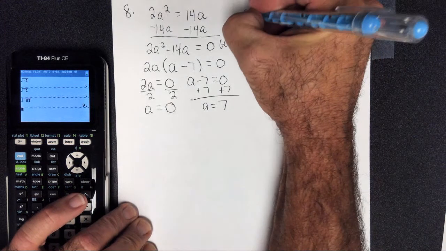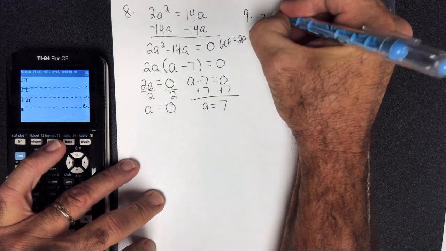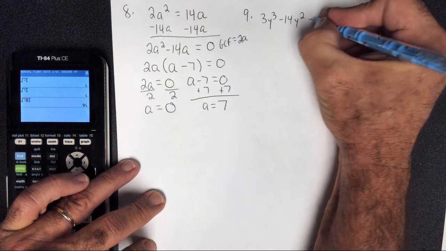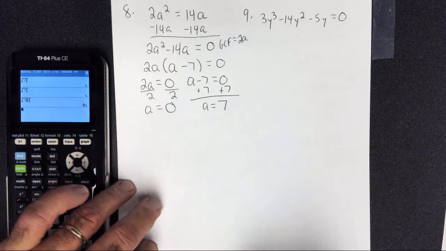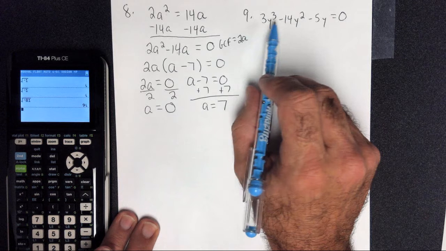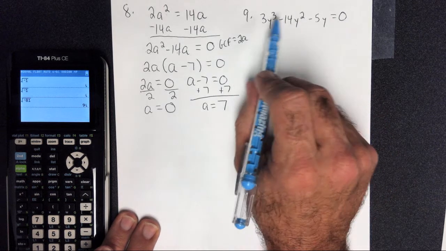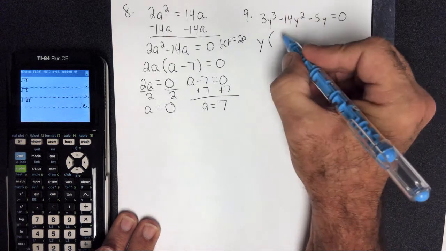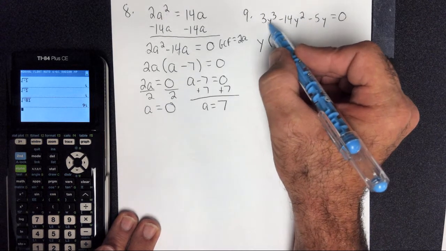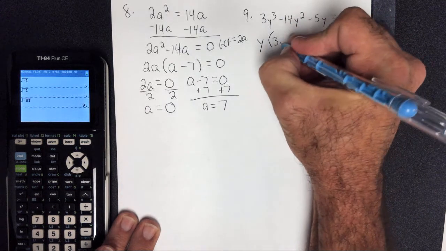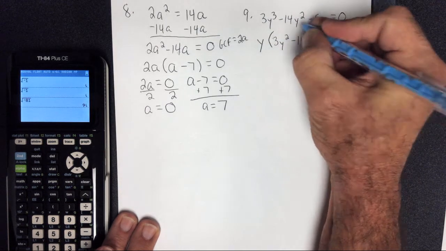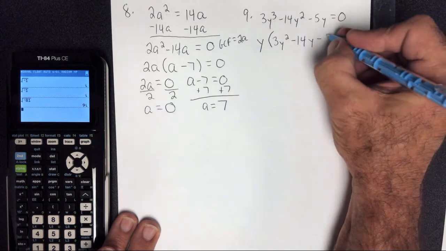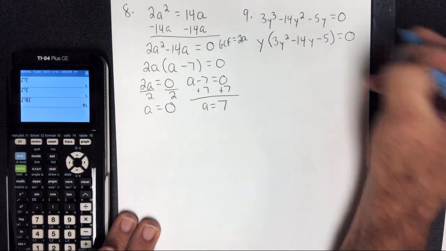Alright, let me see what I would do to 9. Ooh, 9's got a 3y to the third minus a 14y squared minus 5y, all equal to 0. So the first thing I would do, they all have a y in them. Now they all don't have a number that's common, but they all have a y. So you're going to put the y out front and then put everything else in parentheses. So you had 3y to the cube, take out a y, that's going to leave you a 3y squared. Minus 14y squared, take out a y, leaves a y. Minus 5y divided by the y leaves a 5. All that equal to 0.